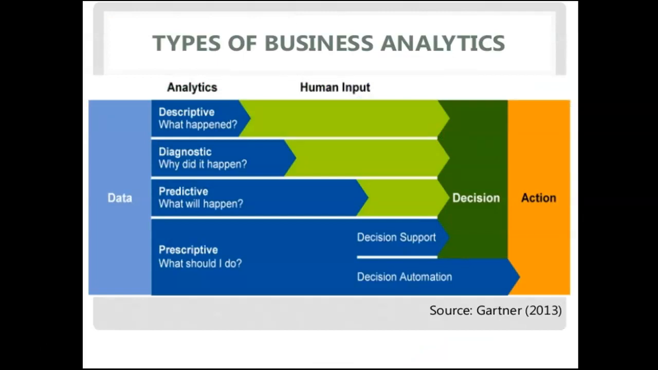There are four types of business analytics, and in this chart, we look at it from the far left, where we have data collected, to the far right, where we have made a decision or taken action. If we apply descriptive analytics, knowing what happened, it takes more human input to arrive at a decision and take action. If we apply diagnostic analytics, why did it happen? It takes less human input to arrive at a decision and then take action.